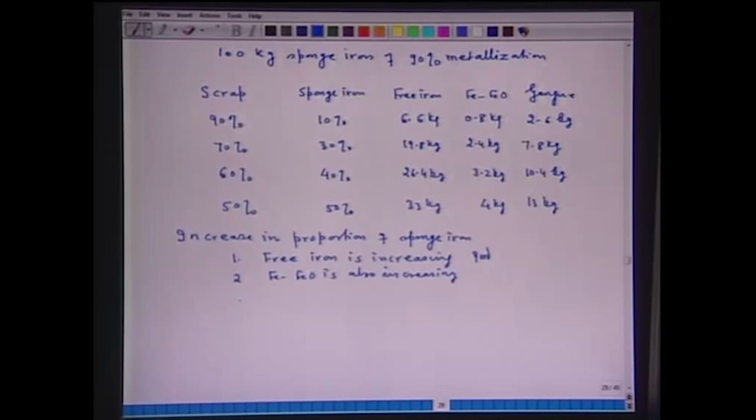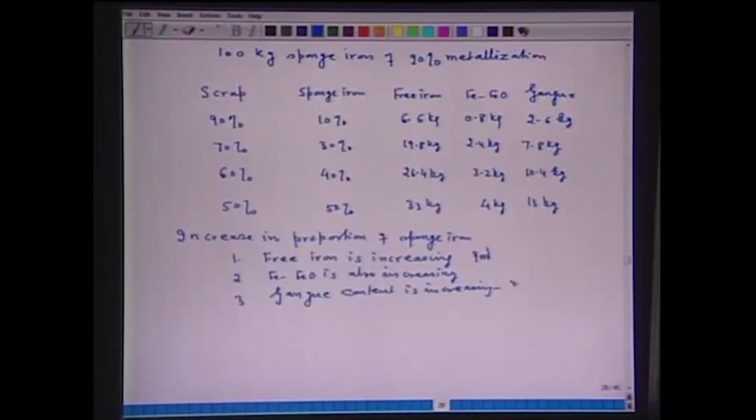So, third thing is that gangue content is also increasing in the mix that you have prepared. That means, if you take 50% scrap and 50% sponge iron, 13 kg is the gangue. If you take 90% scrap and 10% sponge iron, 2.6 kg is the gangue material. Gangue content is increasing means what? More slag volume.